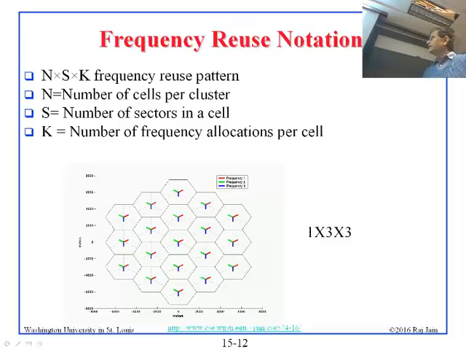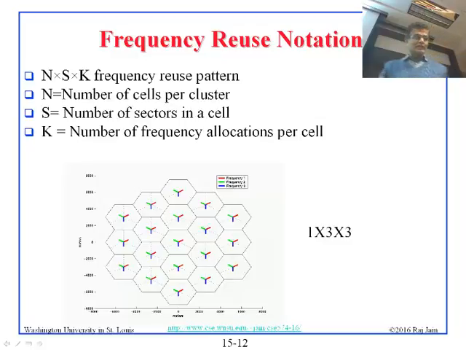So you see here I'm using red frequency, green frequency, blue frequency. In the next sector I'm not using red or blue, I'm using green. Why? So that it doesn't interfere with that other cell. Okay? So the sectors are arranged such that they don't affect the nearby sectors. So if you calculate the number of cells per cluster, number of sectors per cell and number of frequencies per cell, that is the number you specify, n times s times k.